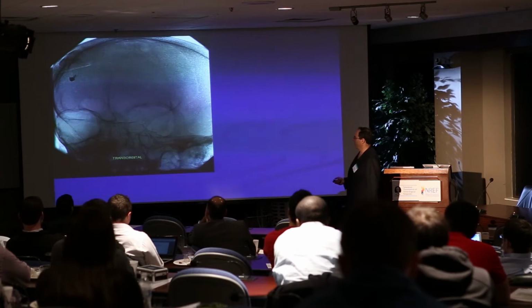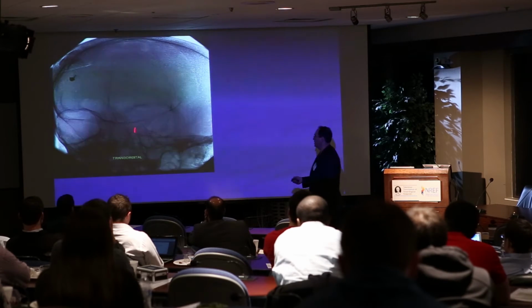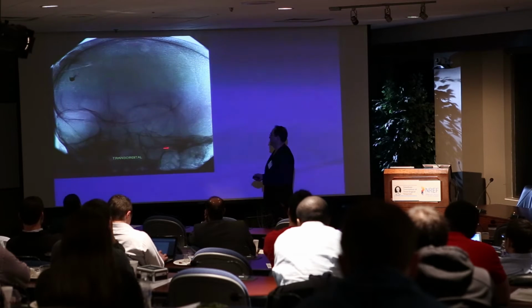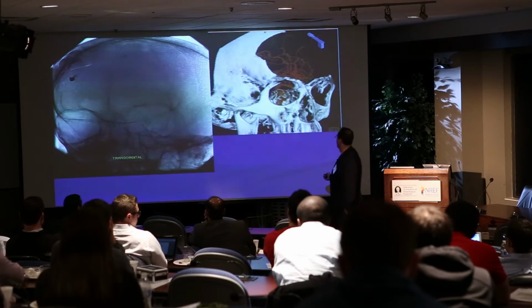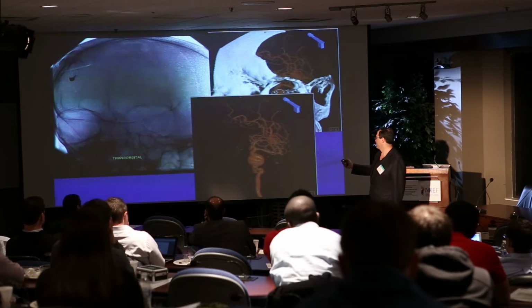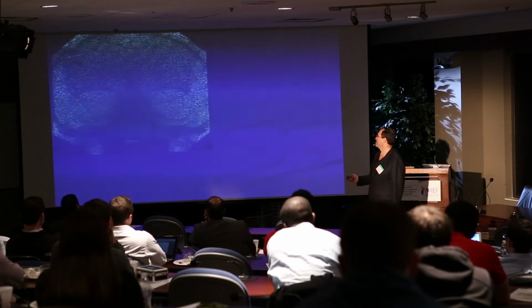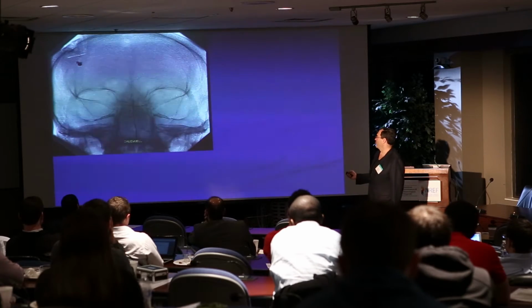Here's our oblique or transorbital. The way I like to remind the residents or fellows how to do this is put the orbit towards the center of the image. And that's what you get with that. There's your Caldwell view.